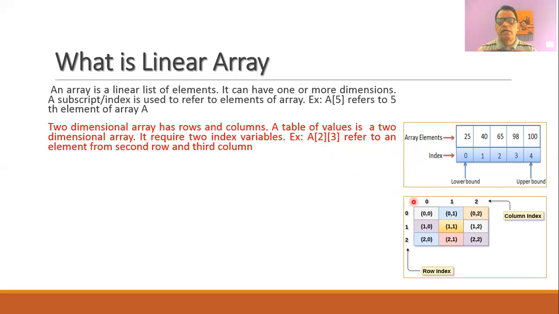So as shown in this diagram, this is the first element, which will have the indices 0, 0. The second element will have the indices 0, 1. So it refers to the first row, of which the index value is 0, and it has three columns, of which the index values are 0, 1, and 2.